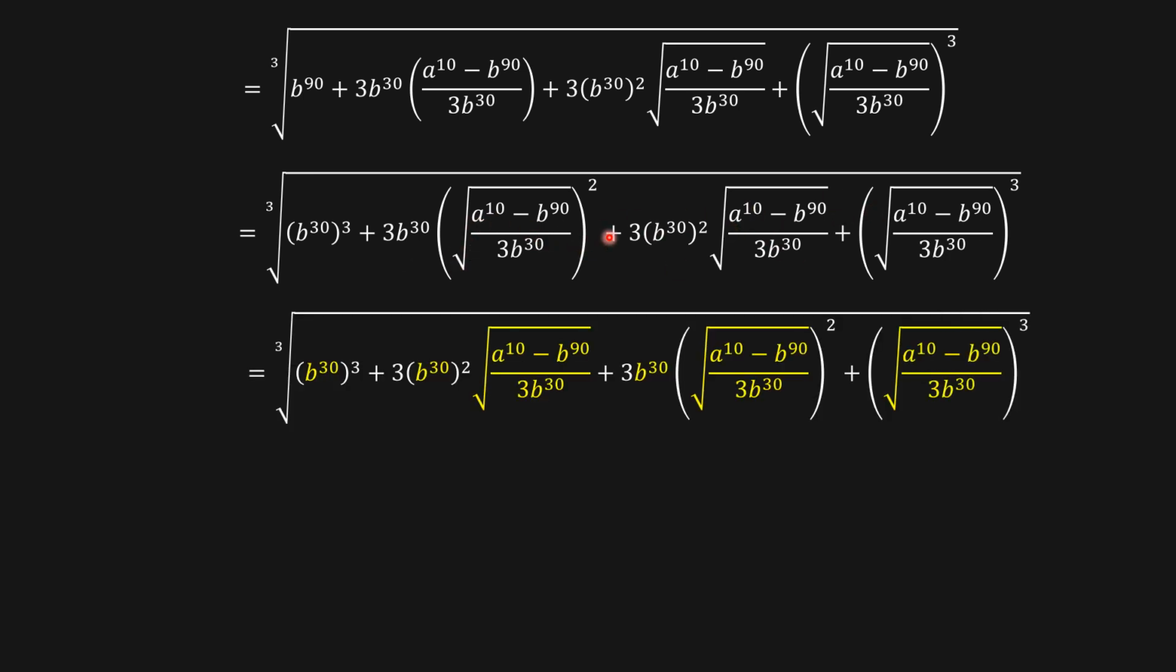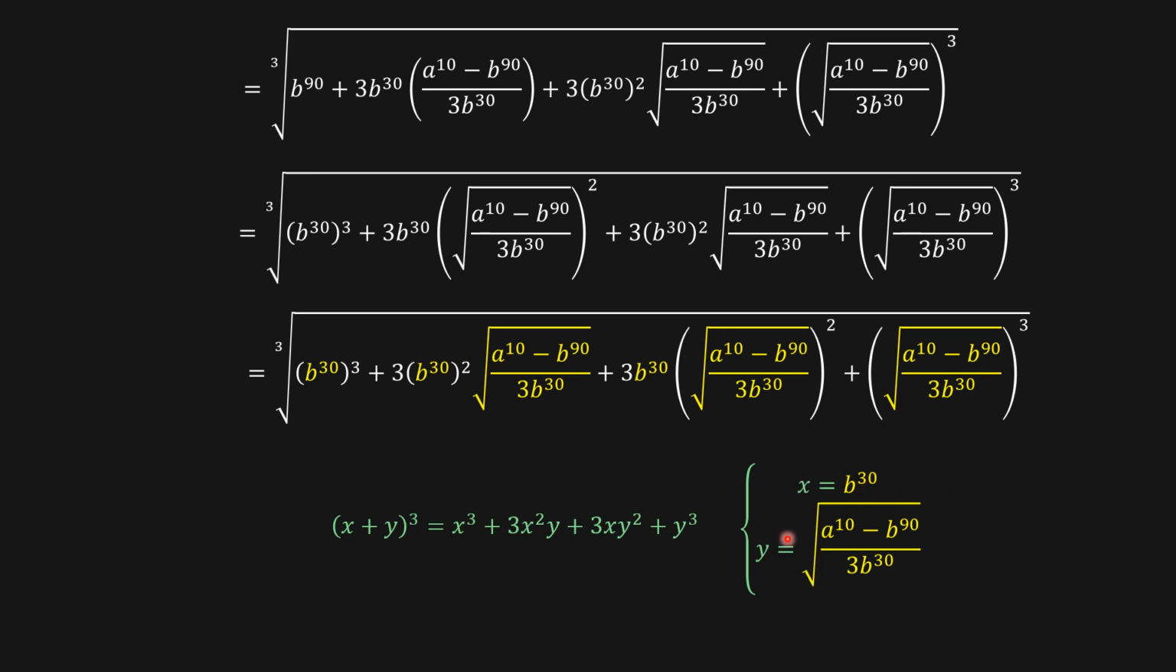Okay, and now I have b to the 30 to the power of 3, 3b to the 30 to the 2 times this, which this one here is this one here, and this one here is this. So as you can see, we have a perfect cube here, but let's make it more clear. If you look at this, we can compare to this, and this one here is similar to this. So our x here is going to be b to the 30, and our y is going to be square root of a to the 10 minus b to the 90 divided by b to the 30, right?